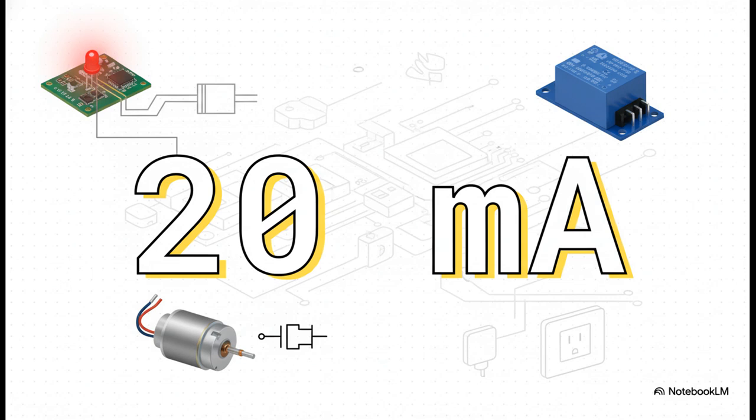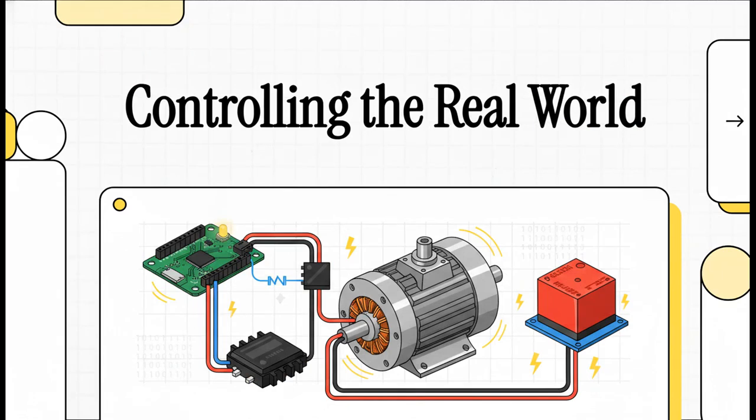the real world. All right, so that brings us to what we're talking about today. In this explainer, we are going to tackle controlling the real world. We're going to figure out exactly how the tiny low-power brain of a microcontroller can learn to command the high-power muscles of the physical world.